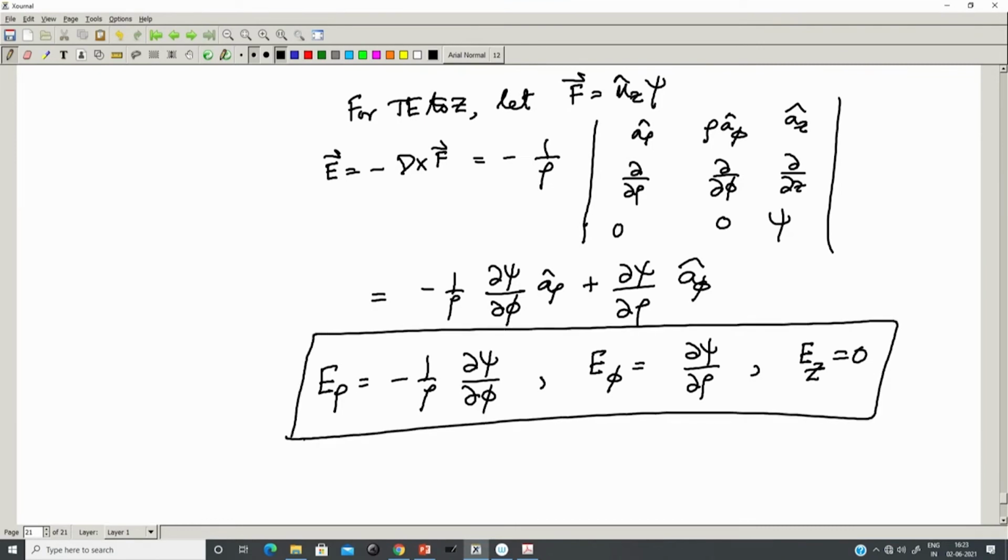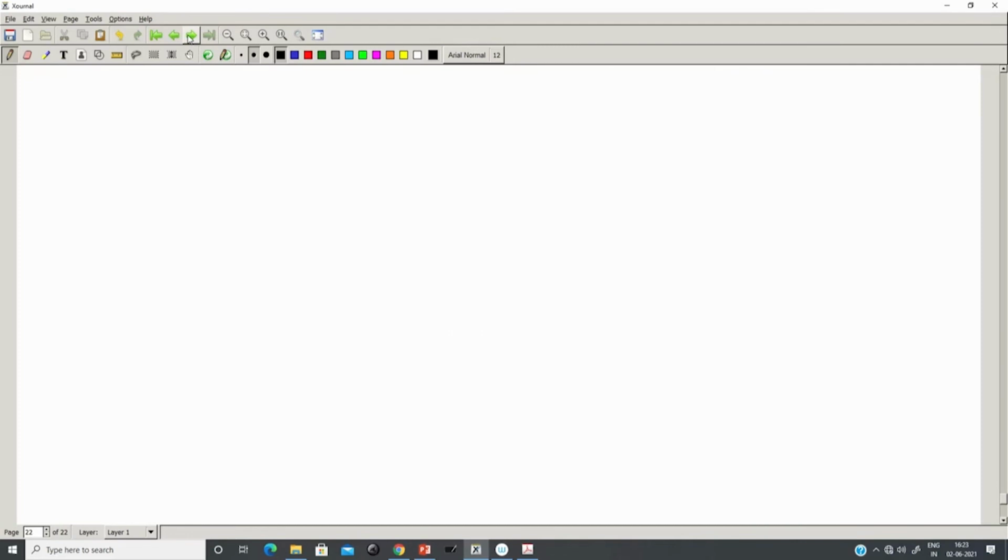So, we clearly see from here itself that the mode is TE, because the Z component of the electric field is 0. Call this equation number 22. Then we go ahead with the magnetic field. H is equal to minus j omega epsilon F plus 1 by j omega mu grad of divergence F, call this 23.